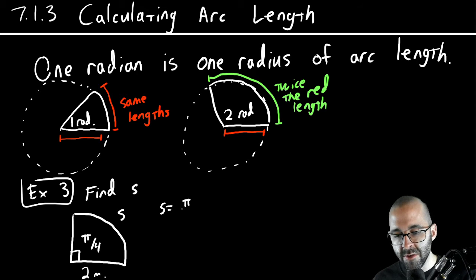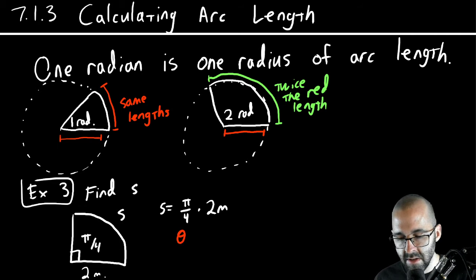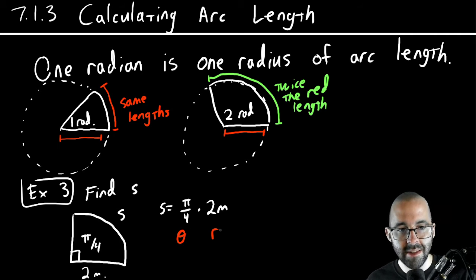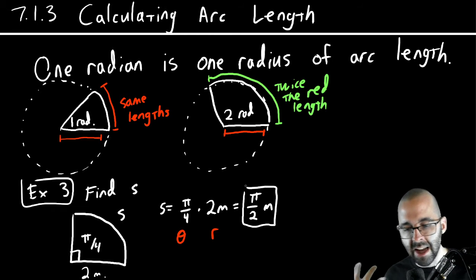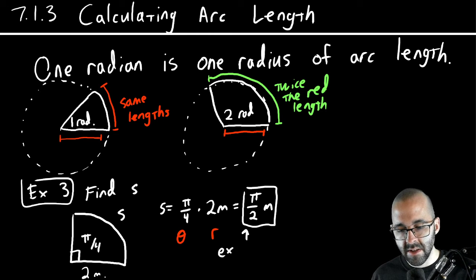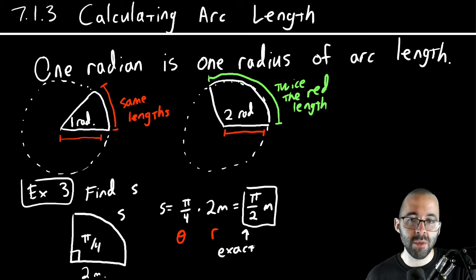So S is pi over 4 radians, the angle, times how long the radius actually is. This right here is going to be our theta, and this is going to be our radius. And that's all there is to this whole problem. Just simplify. The 2 cancels. We're just going to get pi over 2 meters. And you could approximate this if you'd like as well. Sometimes I'll ask for an exact answer. Sometimes I'll ask for an approximate answer. Exact means don't round. Include it in terms of pi.